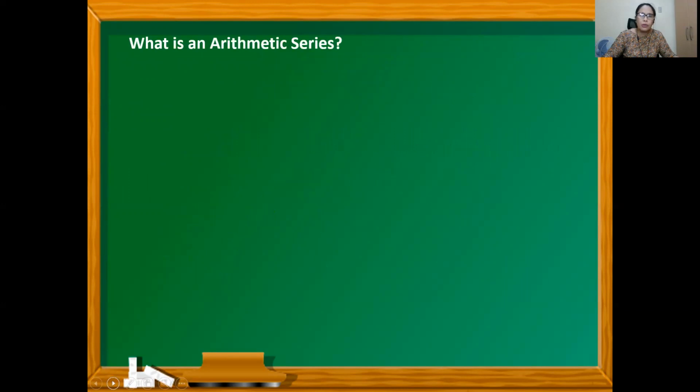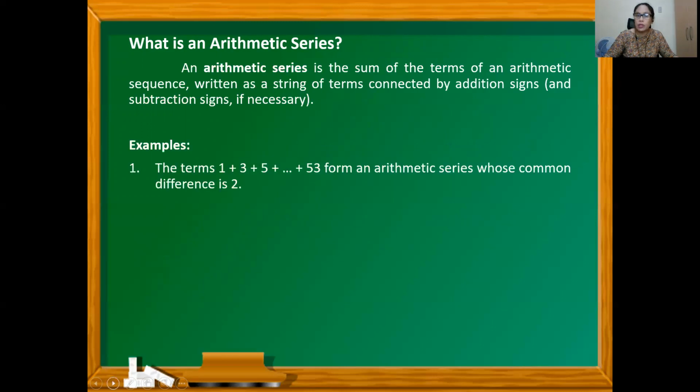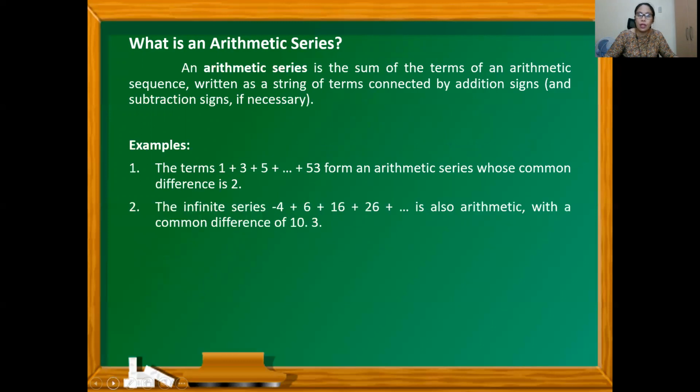Now, how do we define an arithmetic series? So an arithmetic series is the sum of the terms of an arithmetic sequence written as a string of terms connected by addition signs and subtraction signs when necessary. So we have the terms 1 plus 3 plus 5 plus ... plus 53 form an arithmetic series whose common difference is 2. The infinite series -4 plus 6 plus 16 plus 26 plus ... is also an arithmetic series with a common difference of 10. Okay.